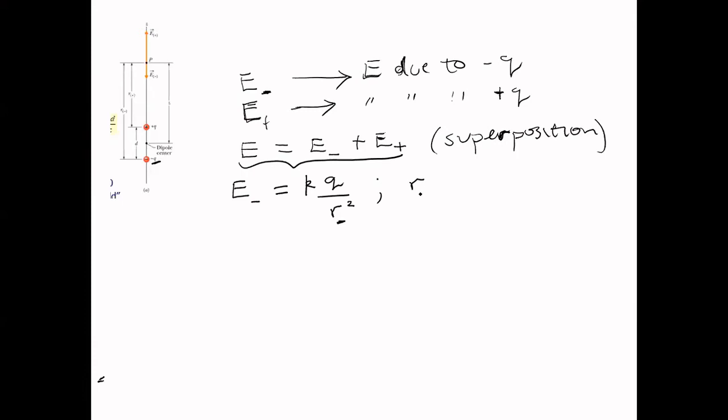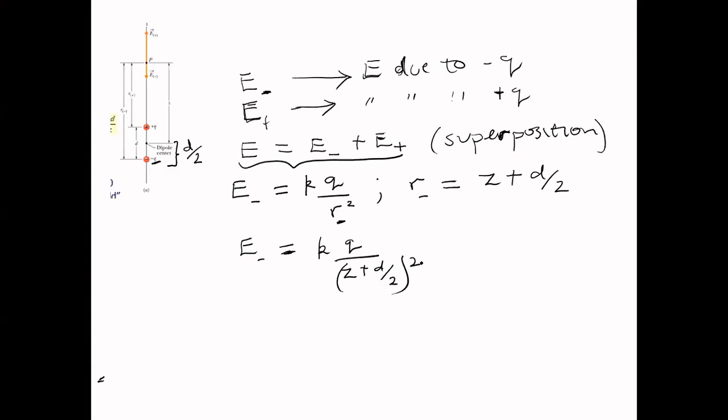So what is R minus in this case? R minus in terms of Z. You can see that Z is the distance from here up to here. And what is this distance from here up to there? It is just D over 2, because it is half of the separation distance between the two charges. So R minus is just nothing but Z plus D over 2. Are we together? So it means that this E minus will be given by K, I'll come to the sign later, just wait. So it will be K times Q over this R, which is Z plus D over 2, and then everything squared. Are we together?